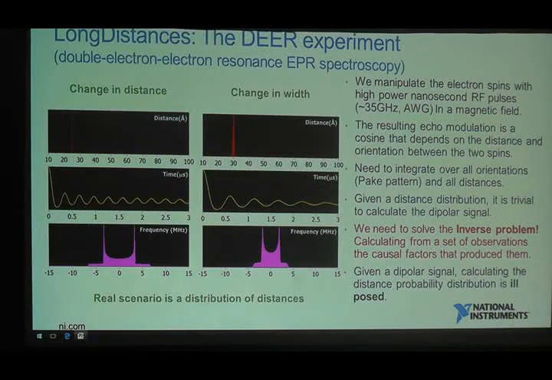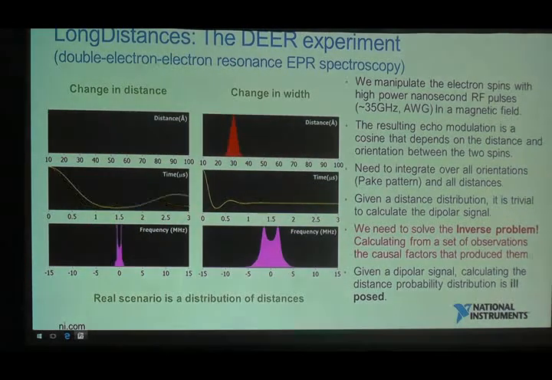So if you have a close distance, it's a high frequency, and it's not a cosine. It's a complicated weighted sum, because it needs to integrate over all possible orientations. So we measure this, and we need to calculate this. It's easy once you have this to calculate down here, but we need to solve the inverse problem, given a dipolar signal. So this is a relatively complicated function to calculate.